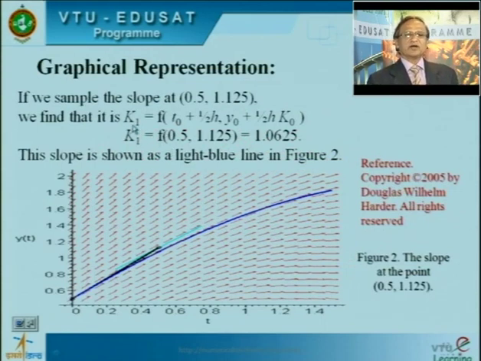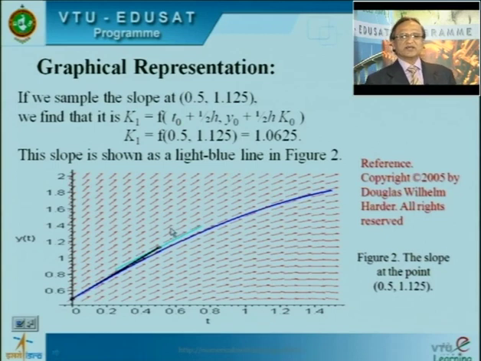Okay, now I want to calculate k1, right. I know all the values: t naught is known, h is known, y naught is known, k naught can be used. Is it clear? Again h is also known. I will substitute all these values. You will get a function of 0.5 comma 1.125. After simplification I can obtain 1.0625. Is it clear? So, corresponding to these values I can obtain k1.